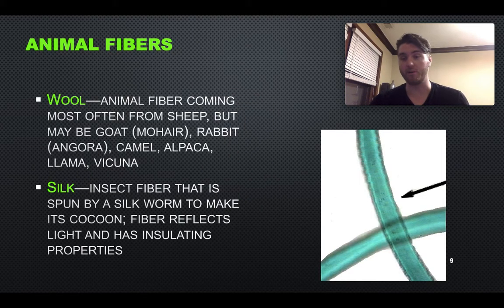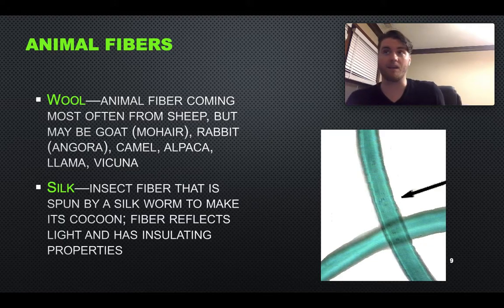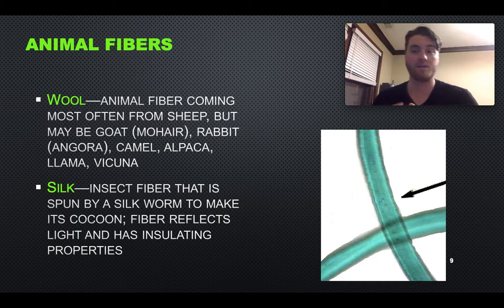As we keep on going, animal fibers, you've already dealt with. Theoretically, animal fibers are hair. You'll learn that animal fibers, if you look at a piece of wool, will have a medulla inside of it, and you can tell immediately what an animal fiber is.